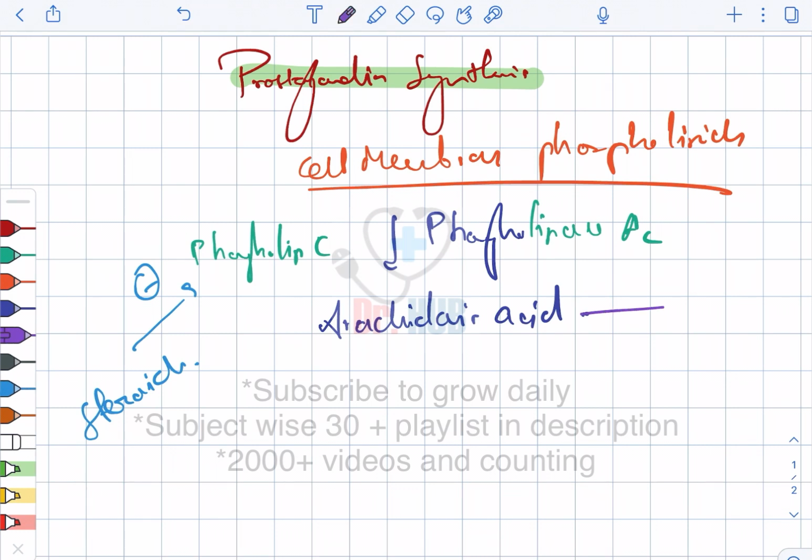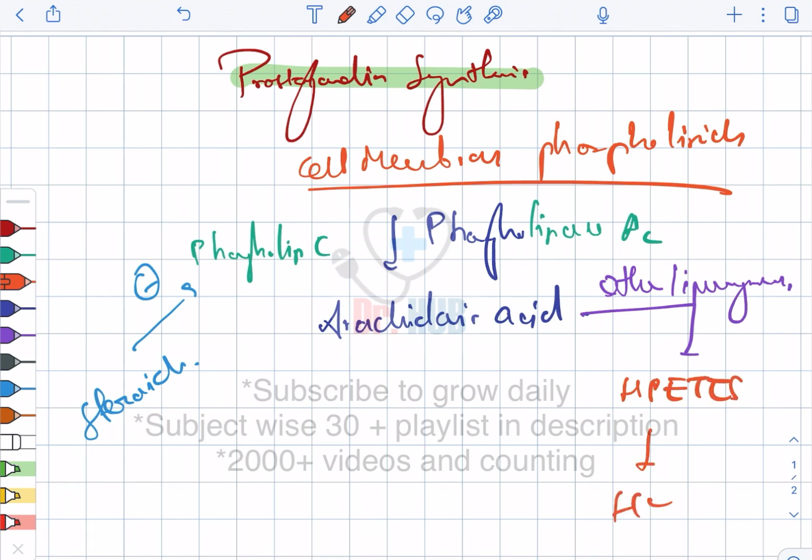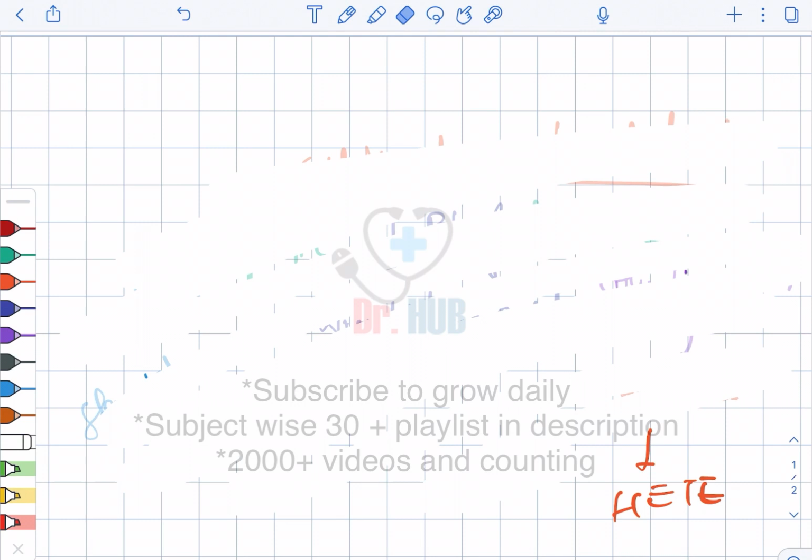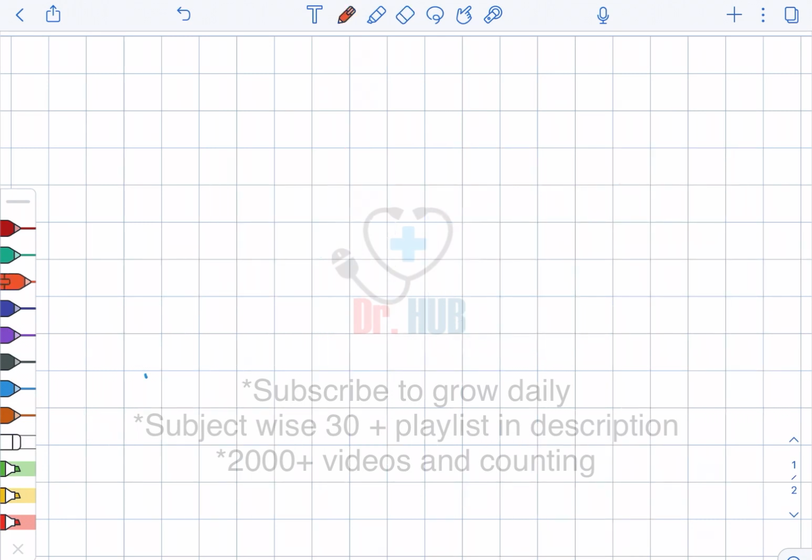Next, this arachidonic acid in the presence of the lipoxygenases forms the HPETs and forms the HETE. Now moving forward, the arachidonic acid, on one hand, leads to the formation of HPETE.